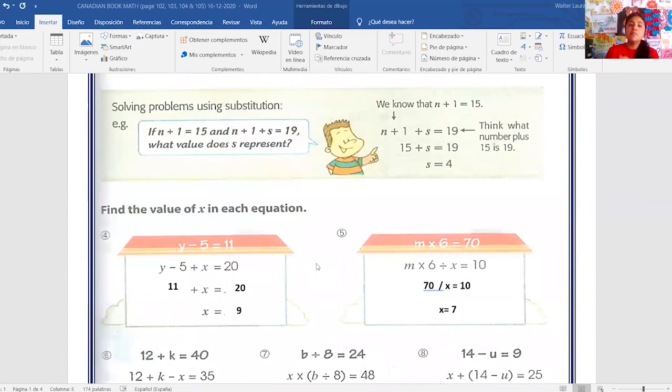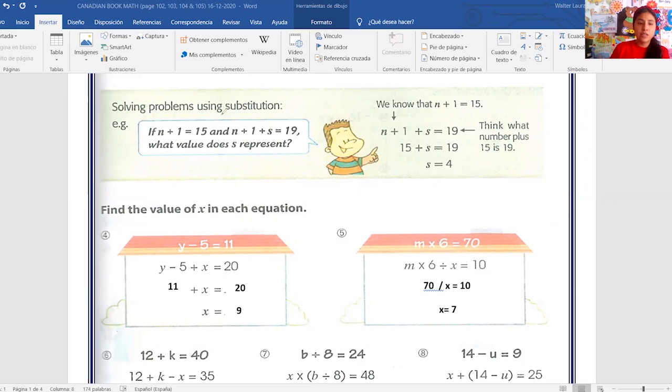Here we go. It says solving problems using substitution, okay? For example, it says, if N plus 1 equals 15 and N plus 1 plus S equals 19, what value does S represent? Okay, we know that N plus 1 equals 15. We need to replace this because this is 15, right? Plus S, we don't know the value of S, equals 19. In this case, because it's addition, we change to the opposite. If here is addition, here goes subtraction. If here is multiplication, division. If it is division here, multiplication. If it is subtraction here, addition, okay? Always the opposite. So in this case, we will have 19 minus 15 equals 4. So now we know the value of S, it is 4, yes.